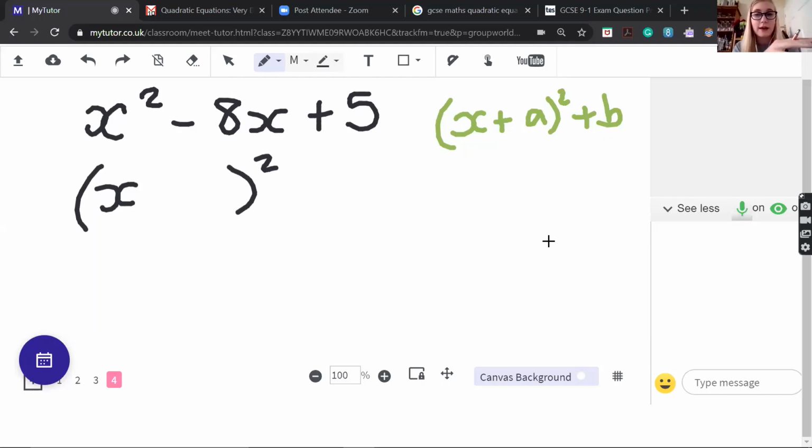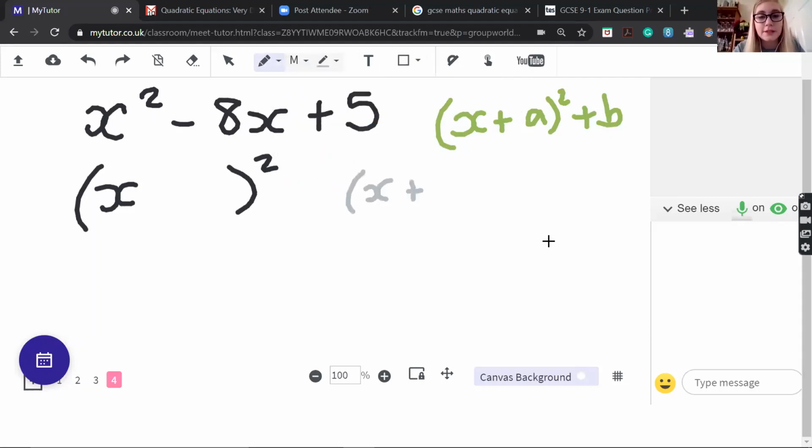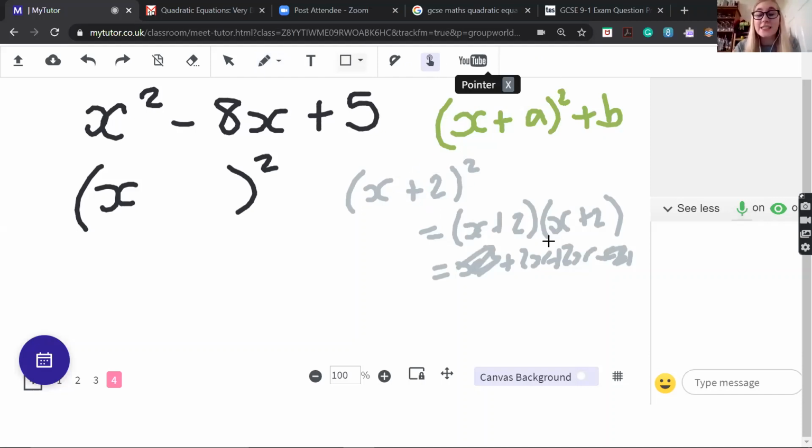Now, what will that something have to be? For this stage, we're going to just look at this minus 8x and decide. Well, when we multiply something out that's squared, let's say we're multiplying out x plus 2 squared, well, that's the same as x plus 2, x plus 2, which is x squared plus 2x plus 2x plus 4. We don't really care about these bits. The point that I'm trying to get at is that this is added twice. So to get minus 8x, we want this to be minus 4.